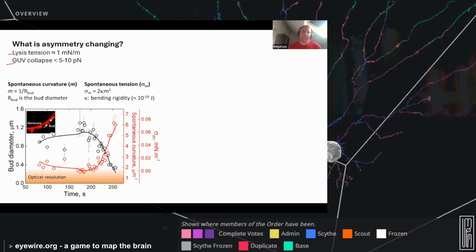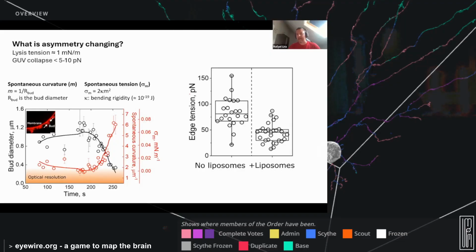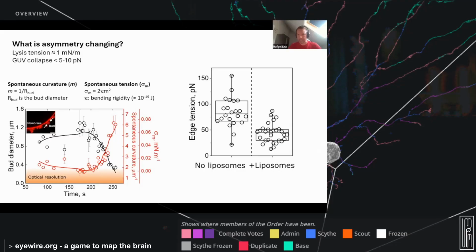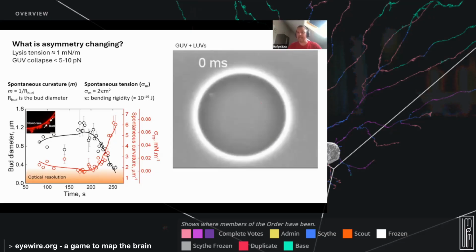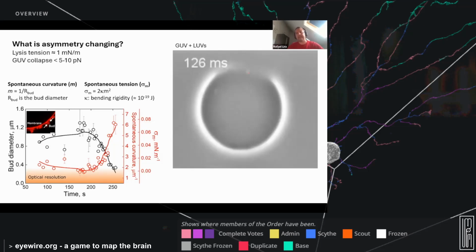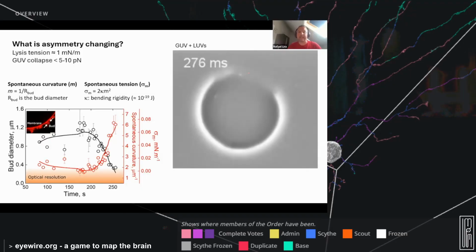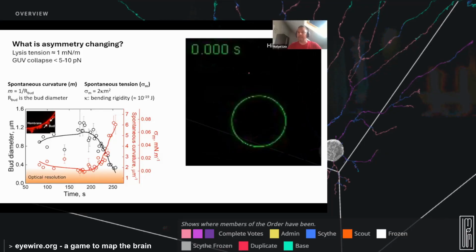Then it leads us to looking at the edge tension. So when we measure the edge tension in GUVs after incubation with the LUVs, we see that the edge tension is decreased. So this is an electroporation experiment of GUVs that have been incubated with LUVs. As we can see, we have large pore formation, and the pores that are formed will induce the GUV collapse, just like in conditions of very low edge tension.